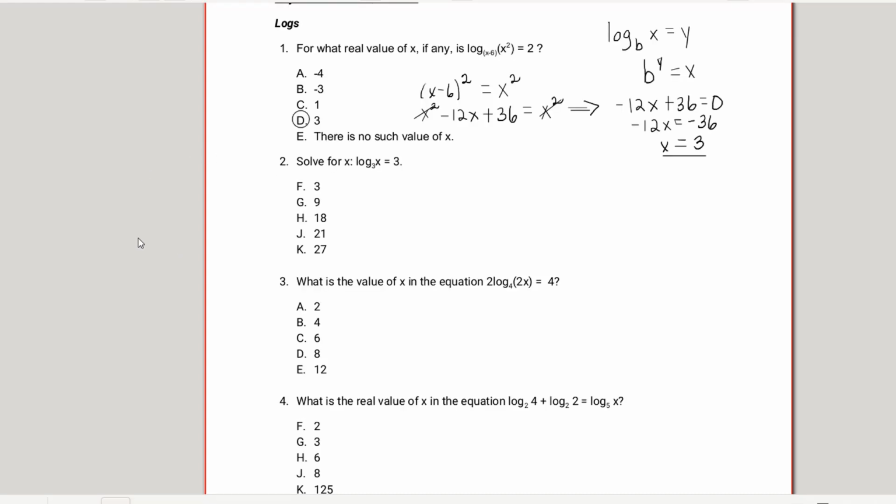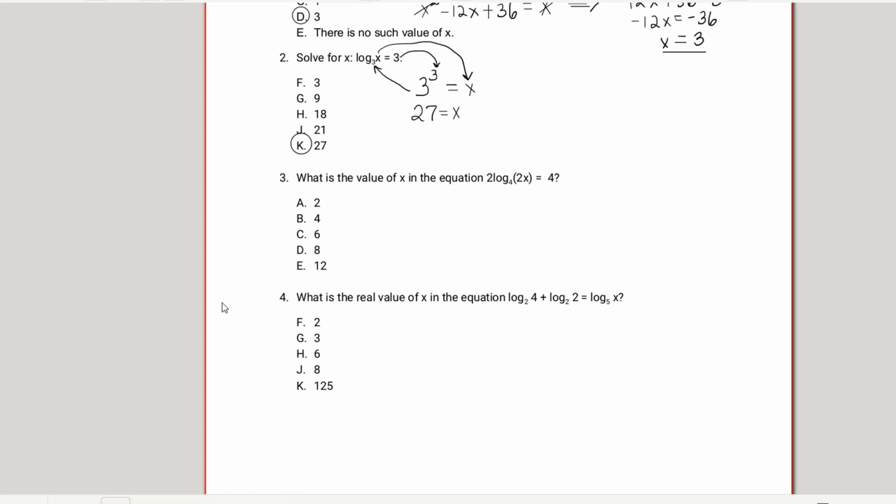Number 2 says solve for x, and we have log base 3 of x equals 3. Again, I'm going to make use of our definition of log and exponential form, and I'll rewrite this as 3, and I'm getting that from right there, raised to the third power, which is right here, equals x. 3 to the third equals x. So now we can just evaluate this left-hand side. 3 to the third is equal to 27, and that is our value for x. Answer choice K.